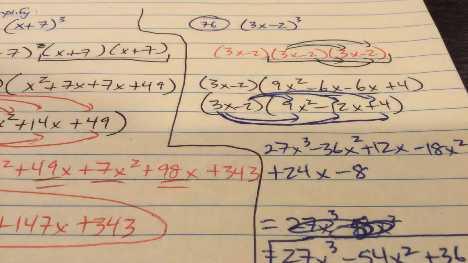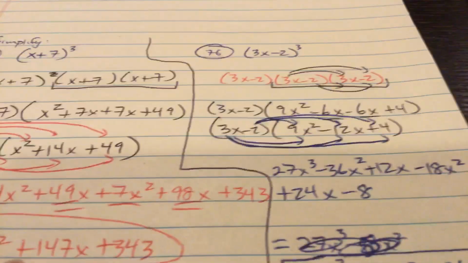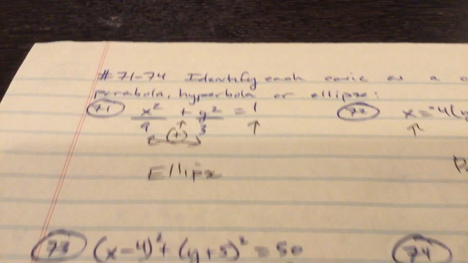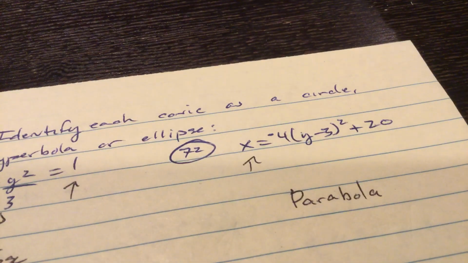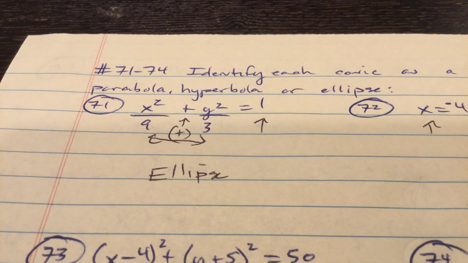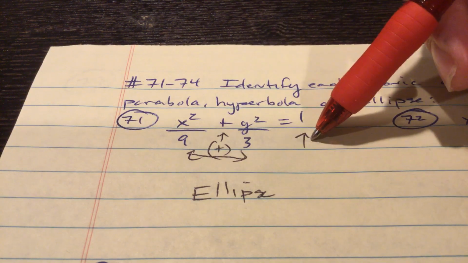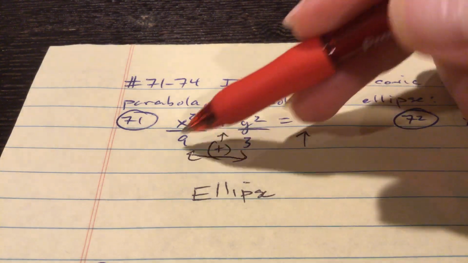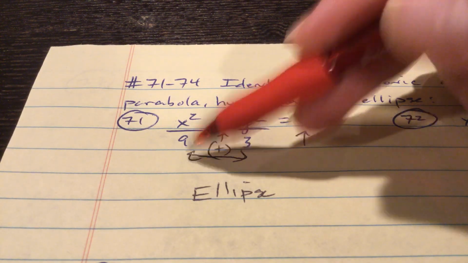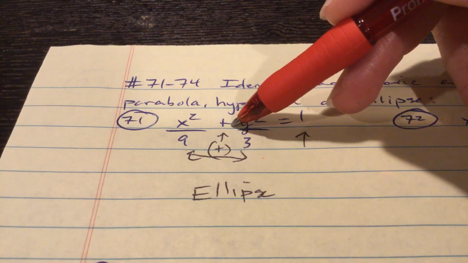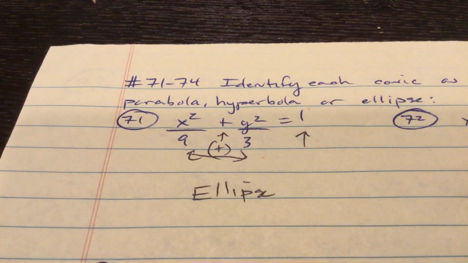One full page left, plus one extra question. Problems 71 through 74: identify each conic as a circle, parabola, hyperbola, or ellipse. Write this down. Do draw the arrows where I do. It's equal to 1. You're dividing x squared and y squared by something. It's not a circle. You got a plus in the middle. It has to be an ellipse.